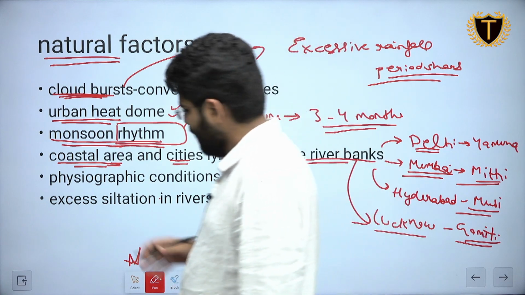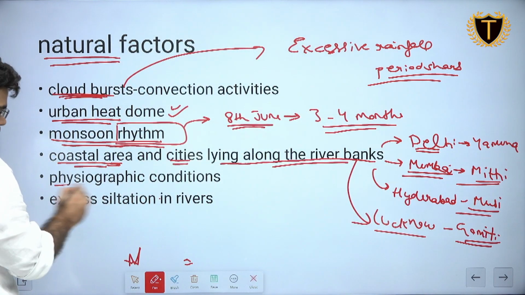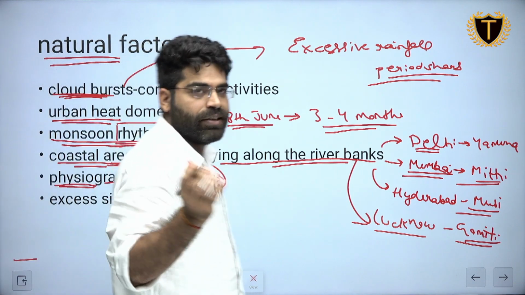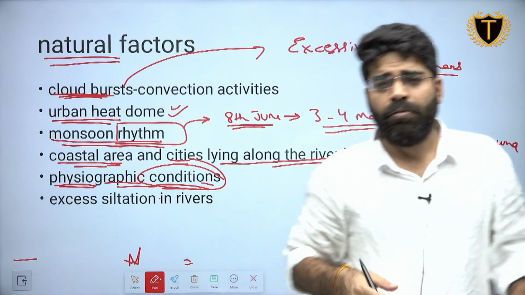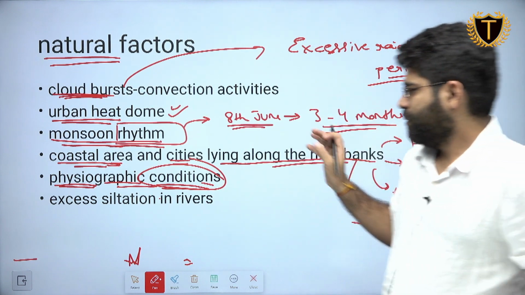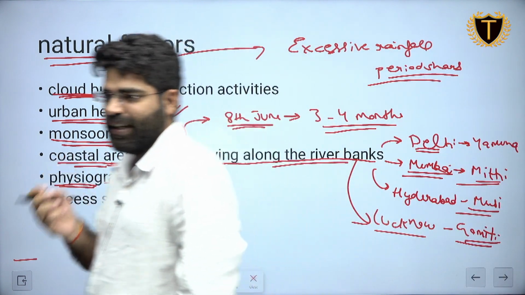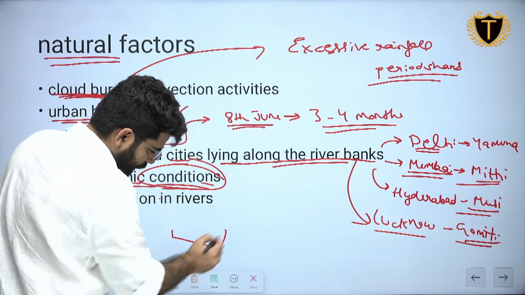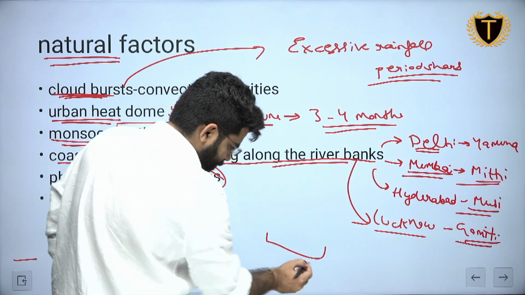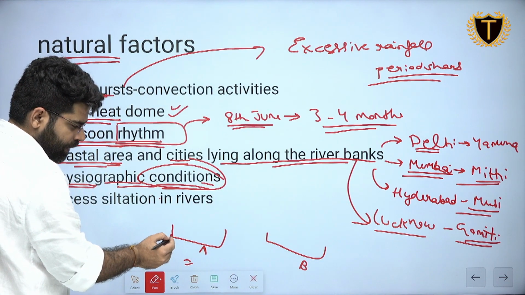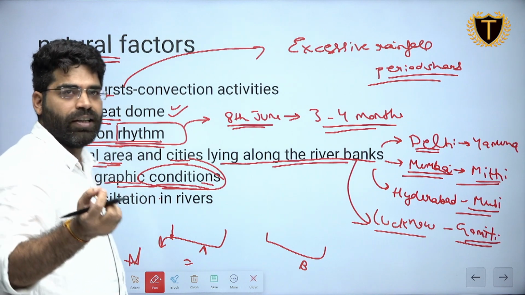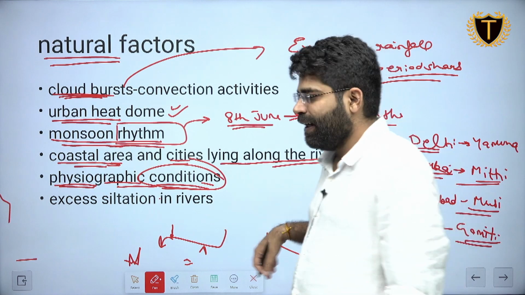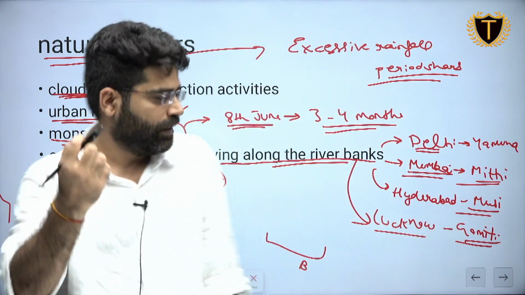Is it clear? The fifth most important factor is physiographic conditions, or I should say the physiographic setting of that particular area. What do you mean by physiographic setting? So here let me take an example. Suppose there are two cities, city A and city B. For city A, the underlying rock strata is made of igneous rocks, and for city B, the underlying rock strata is made of sedimentary rocks.